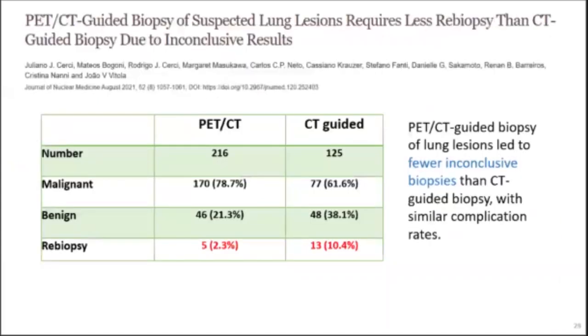A study was done by Juliano and his colleagues to compare 18F FDG PET CT and CT performance in guiding percutaneous biopsies with histological confirmation of lung lesions, in 341 patients, of whom 216 underwent 18F FDG PET CT guided biopsy and 125 underwent CT guided biopsy. The conclusion was that PET CT guided biopsy of lung lesions led to fewer inconclusive biopsies than CT guided biopsies, with almost similar complication rates.